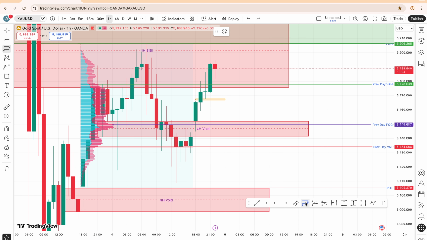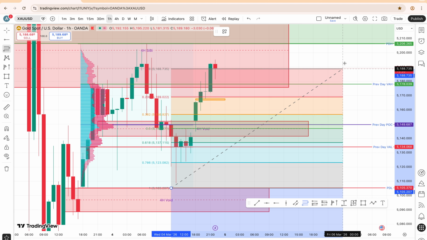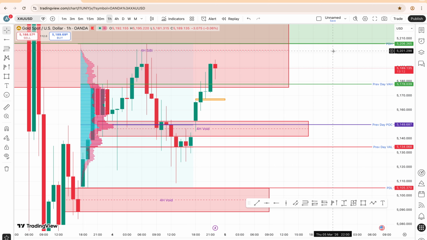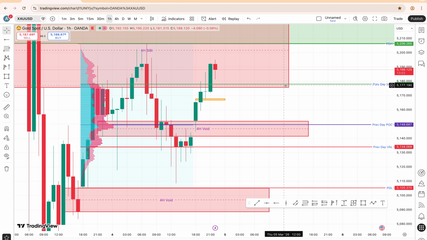So we also need to mark yesterday's equilibrium, which is the 0.5 level. And in this case, we can see it is at 5155, which is relatively closer to the POC, which is why we will not mark it. So the 50% level is equilibrium. In tight conditions, above 50% is premium and below 50% would be discount.